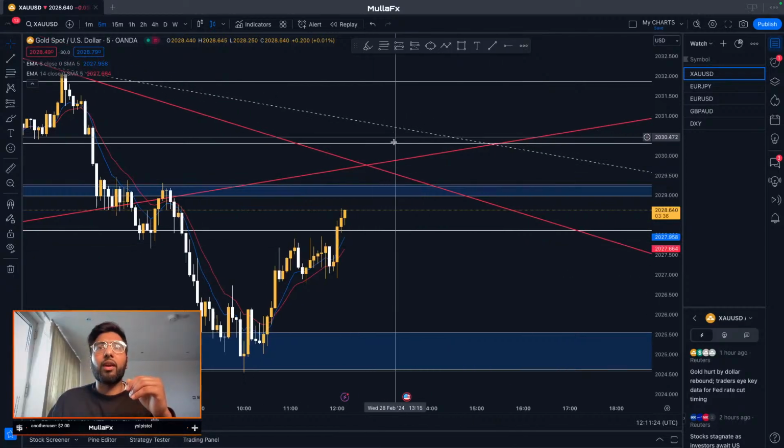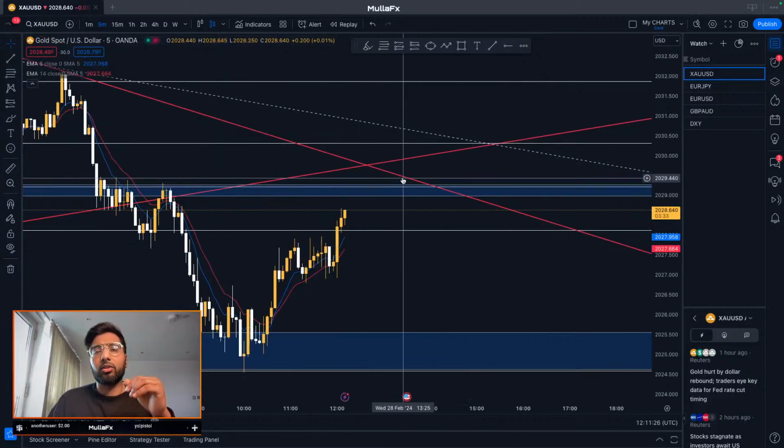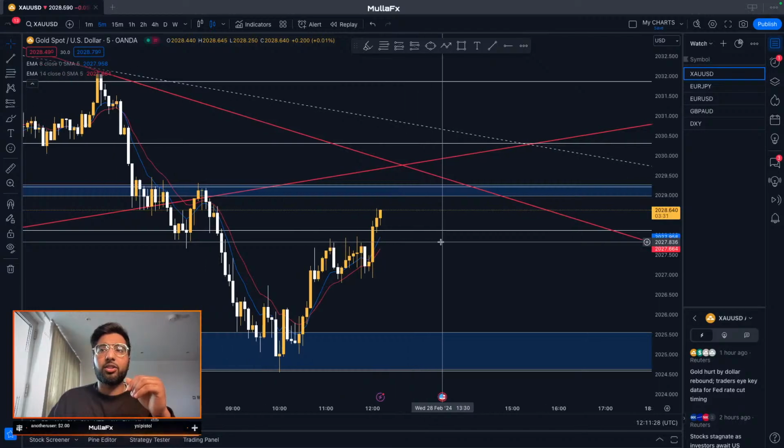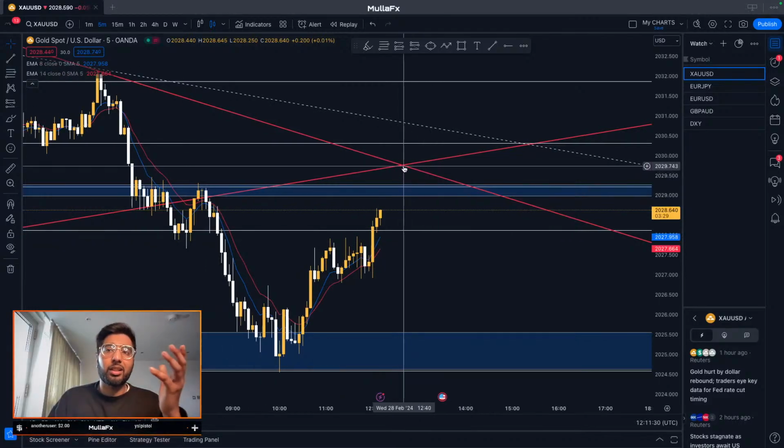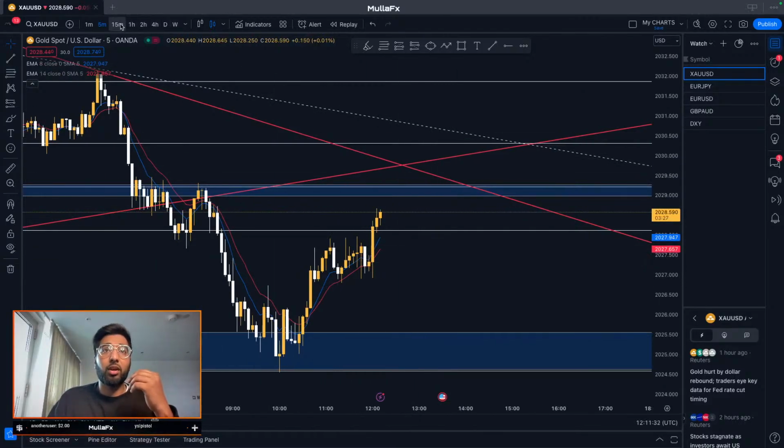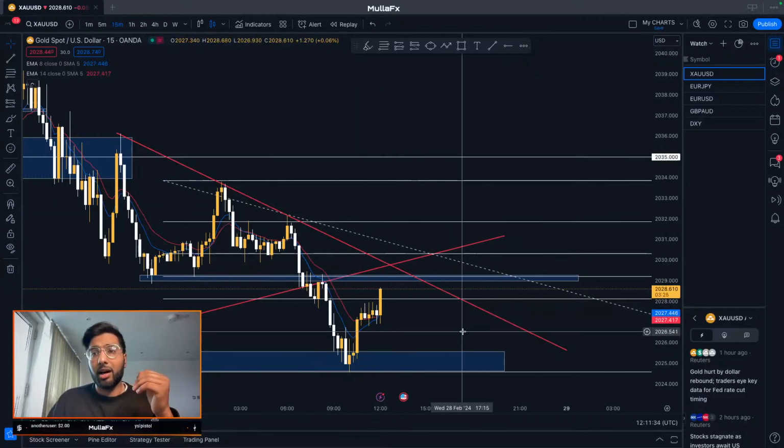It looks like it could fake up my downtrend trend line. So this is the downtrend trend line. You can see that we had a crossover with the trend lines, meaning that we are definitely looking for sells. We are definitely looking for price to go down.